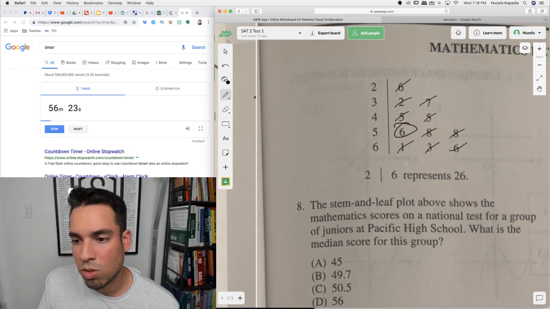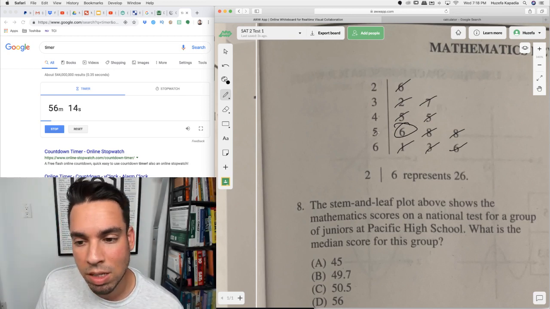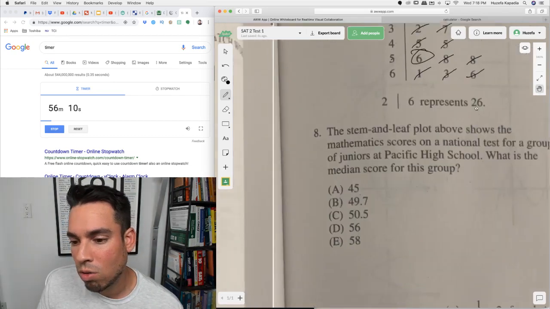So it's, I don't know how many scores. Let's count it. 1, 2, 3, 4, 5, 6, 7, 8, 9, 10, 11. So the 6th value is the middle, and it means it's a 56, because this format means it's a 50. These are all 56, 58, 58. So 56 is that middle or median value.